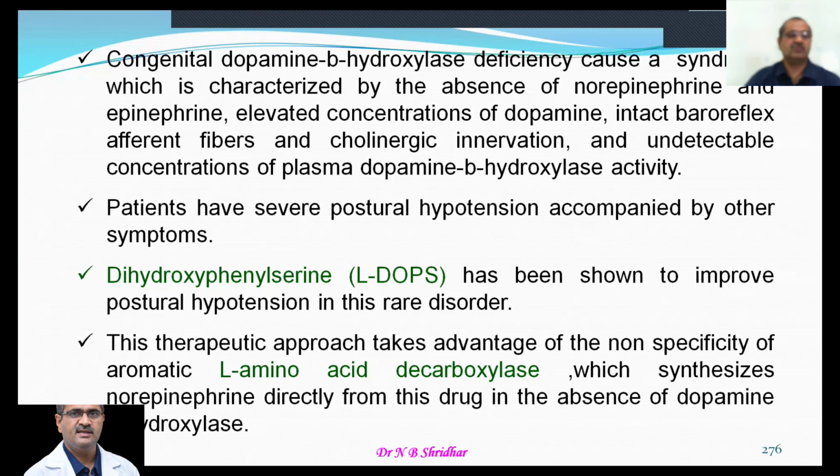So, whenever there is a congenital deficiency of dopamine-beta-hydroxylase, which is one of the important enzymes which converts norepinephrine to epinephrine, etc., there is postural hypotension. Depending upon the posture, there is hypotension.